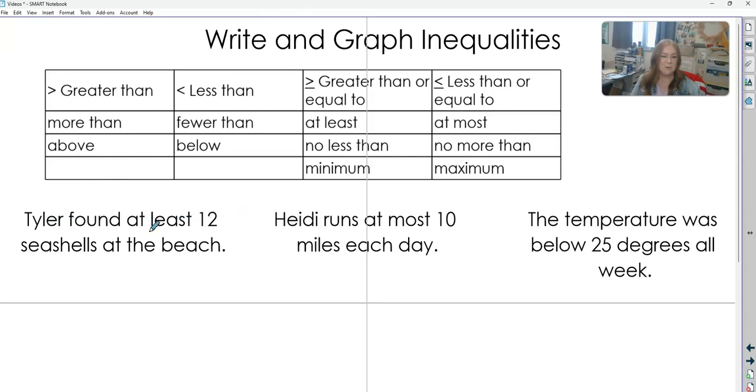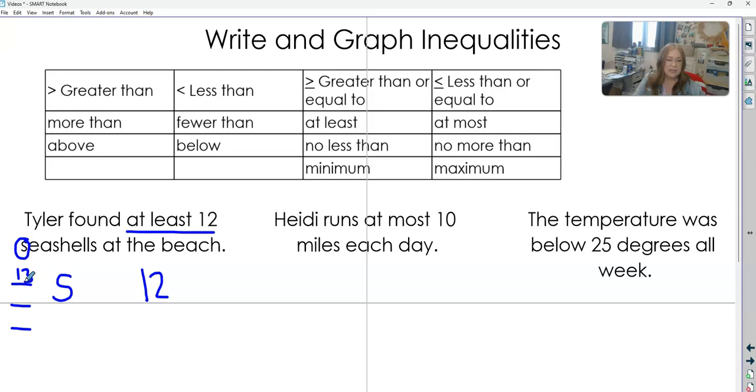Tyler found at least 12 seashells on the beach. At least 12. And we're going to compare it to seashells. So seashells and 12. We want to put that variable first to help us get it in the right order. At least. So that's the lowest he can do. So we're going to go ahead and make a solution set. That's the lowest he could do.